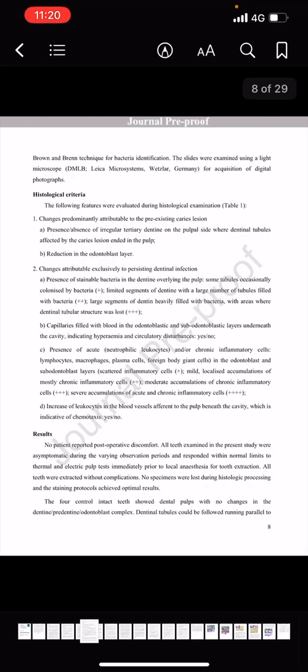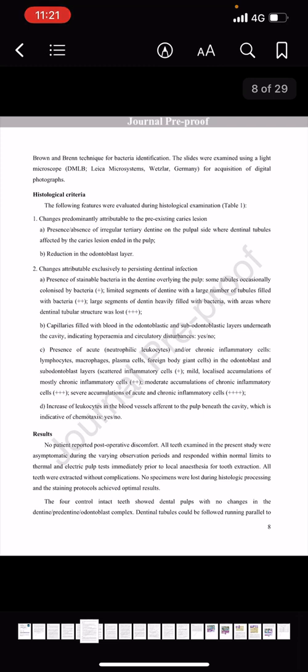Now for the histological criteria. Each tooth was sectioned 3 millimeters below the cemento-enamel junction, demineralized, and the specimens were rinsed in running tap water for 24 hours, dehydrated using ascending grades of ethanol. Serial sections were performed, 5 micrometers thick, H&E for evaluation of pulpal changes, and the Brown and Brenn technique for bacterial identification. The slides were examined using a light microscope for acquisition of digital photographs.